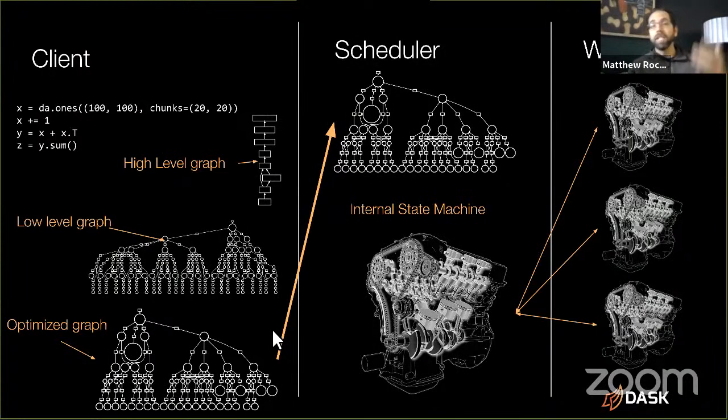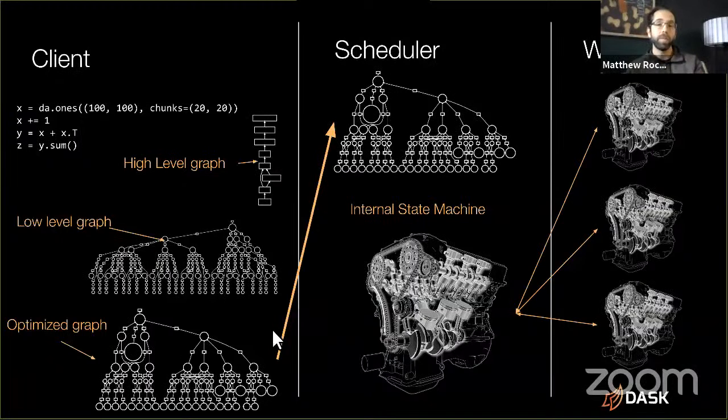So there are costs at every stage of this pipeline, right? We want to build a high-level graph that's pretty cheap. It's kind of small. It's not that complex. We want to lower that down to a low-level graph. That can be kind of expensive. We want to optimize that graph. That optimization step can be expensive. We then need to serialize that graph and push it over the network to the scheduler. That can also be expensive based on your network speed.